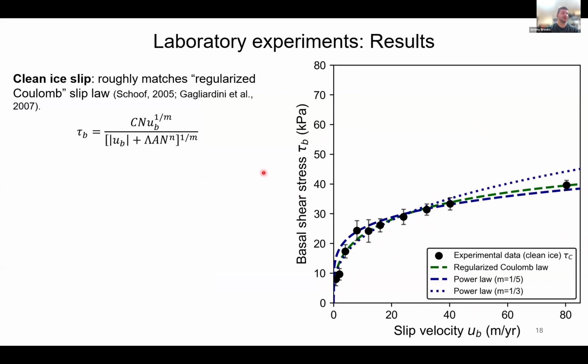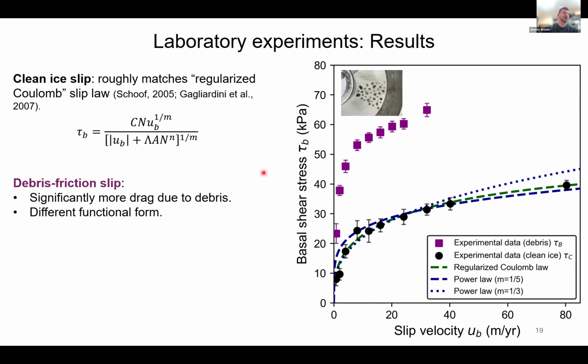Now, what happens if we add in debris-bed friction? If we just add in that layer of debris-laden ice, here's what our data looks like. Our basal shear stress increases by about a factor of 2, and we appear to have a different functional form of the slip law. So in this case, the slope through this data is greater than through the clean ice data.